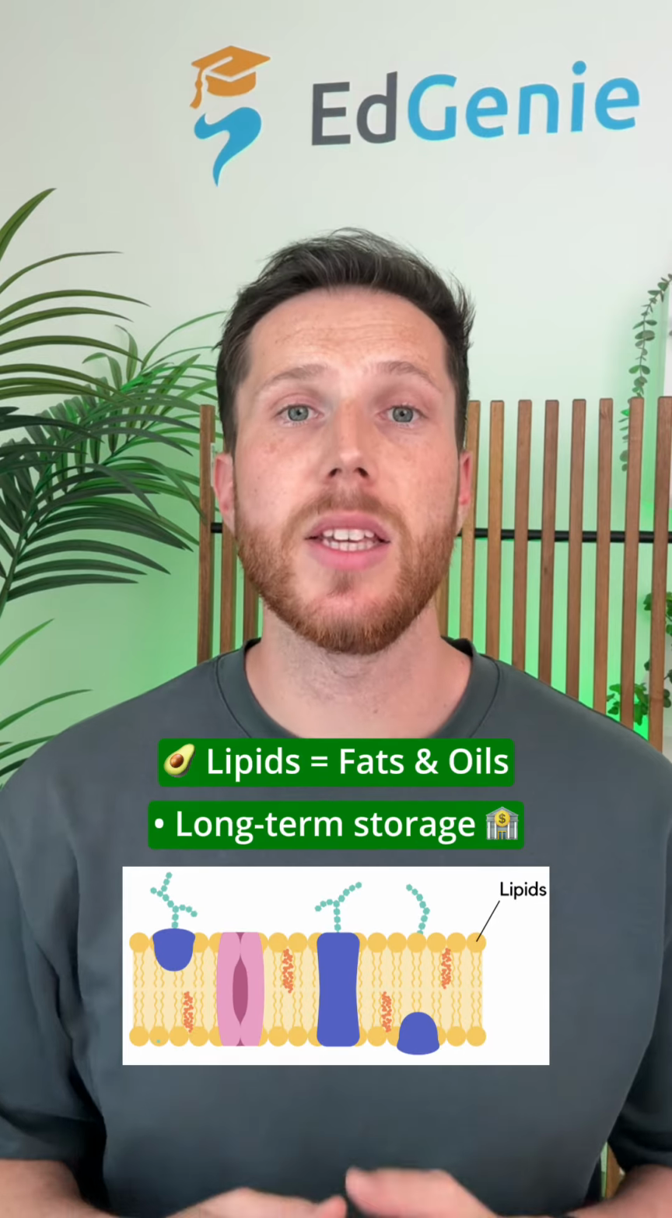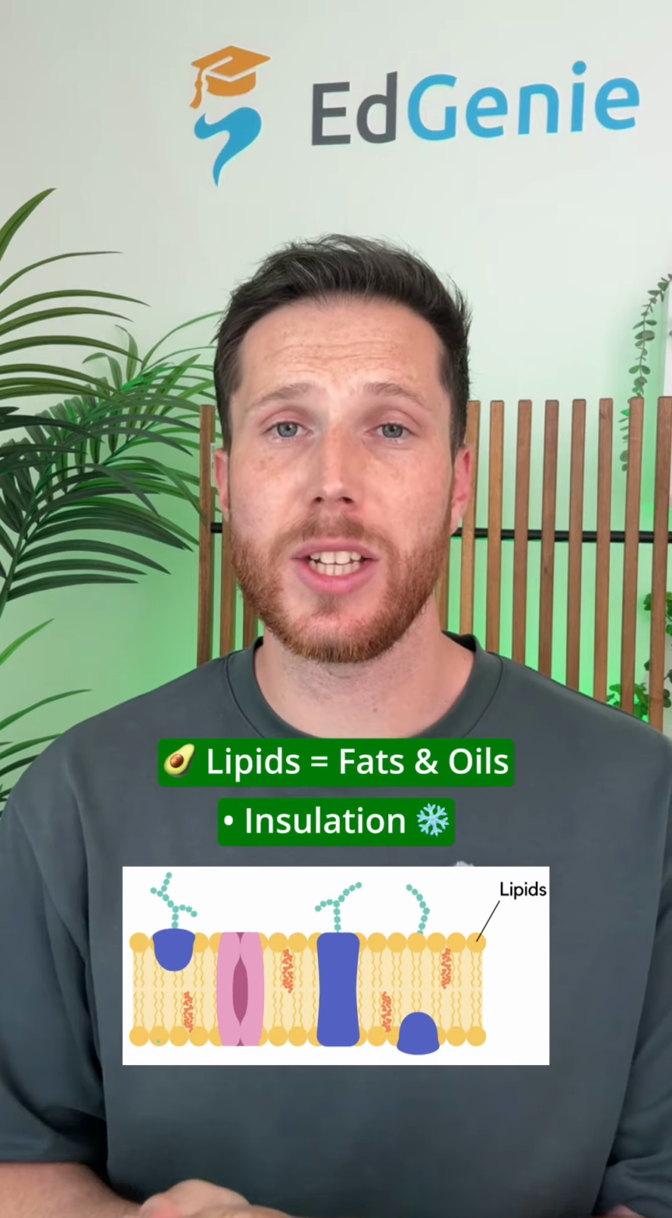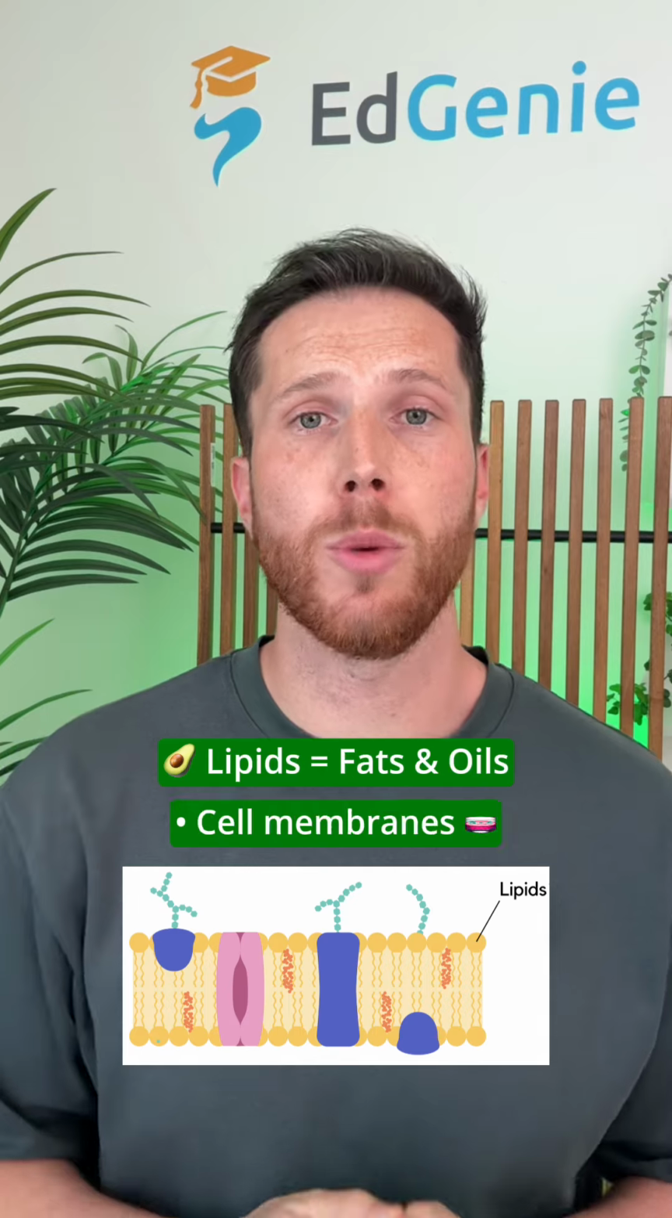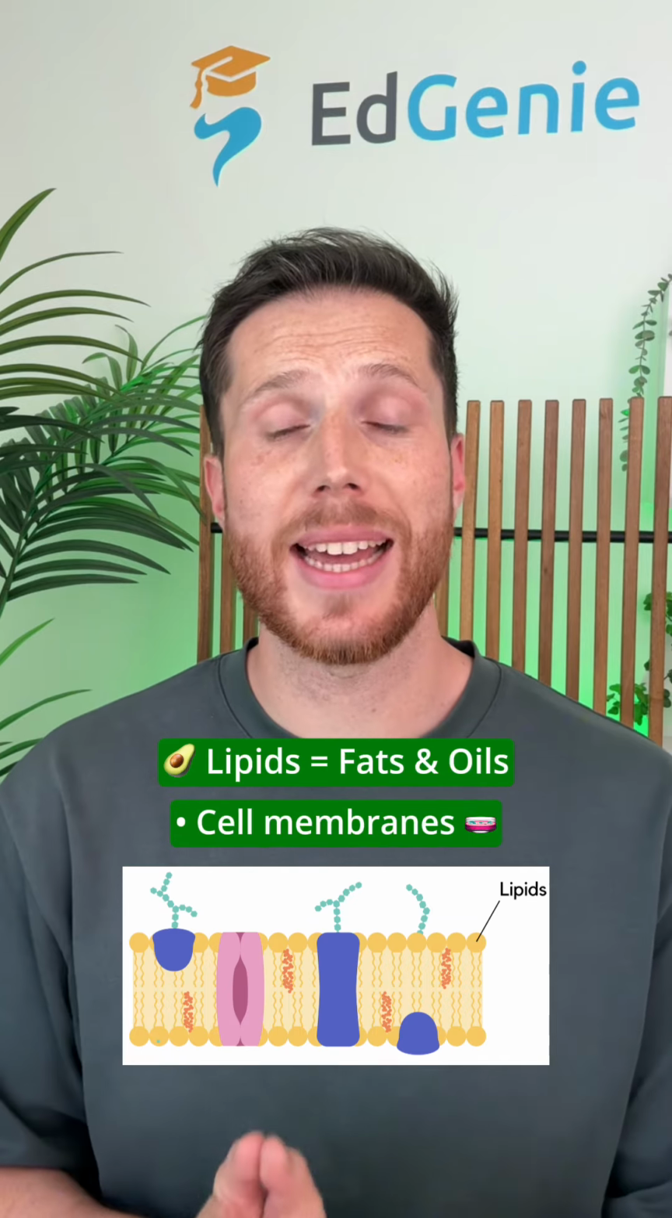Lipids, things like fats and oils, are high in energy and insoluble in water. These are used for long-term energy storage, insulation, protection, and along with other molecules for forming cell membranes. They're also broken down to release energy in respiration.